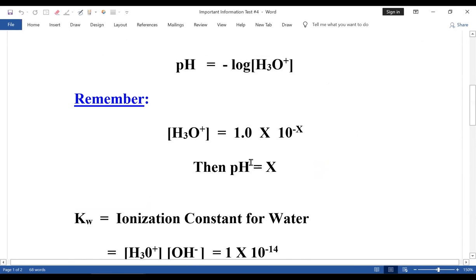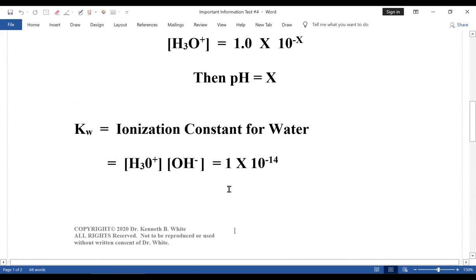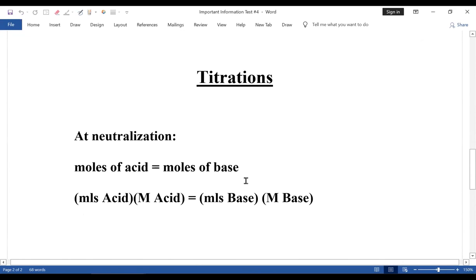And also this, my gift to you, if the hydronium ion concentration is 1.0 times 10 to the minus X, you put it in there, then pH is X. I'll also give you this. And we'll talk about this later. I'll give you this. So you should review this, because this is stuff you don't have to memorize.